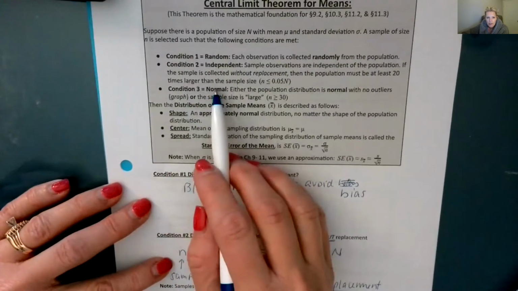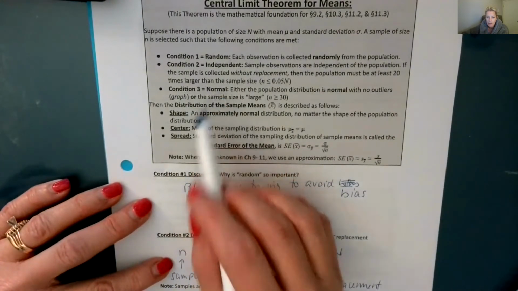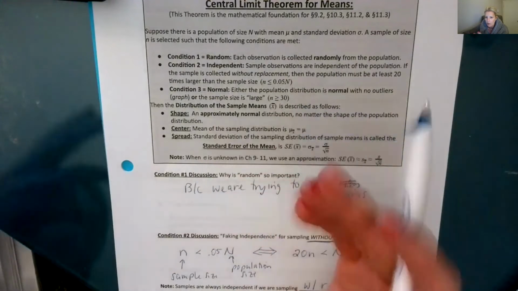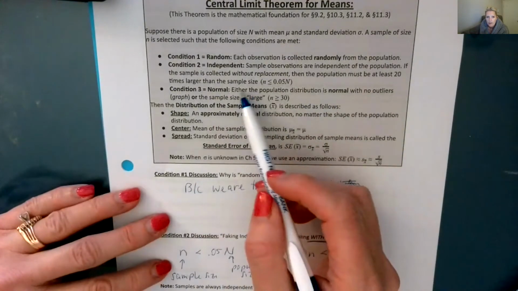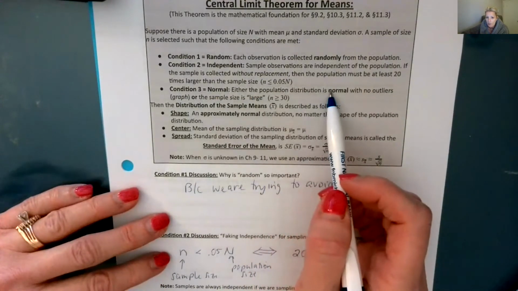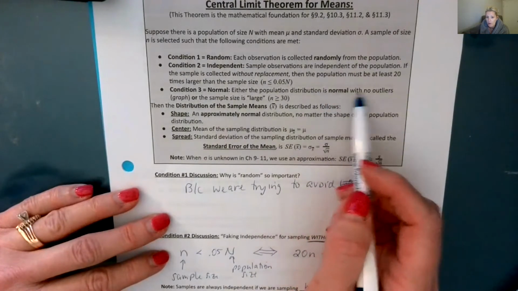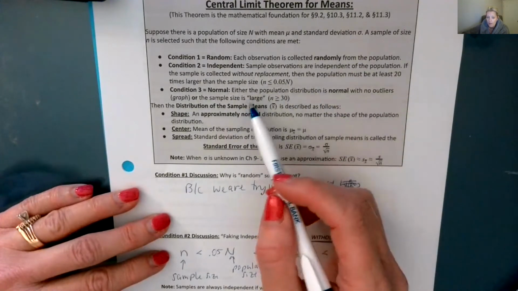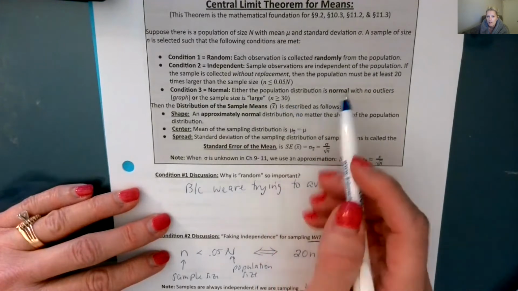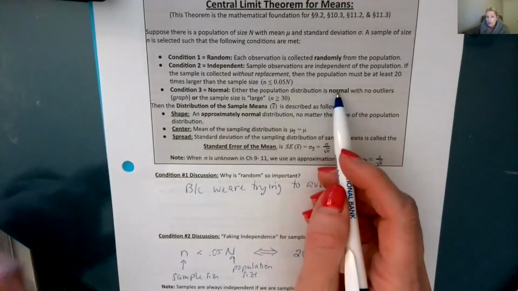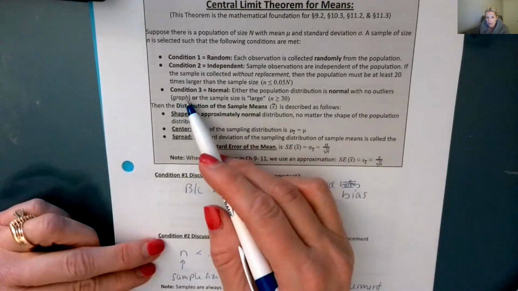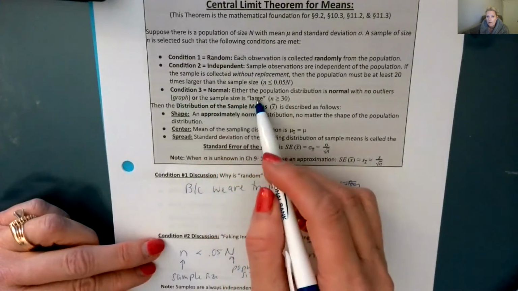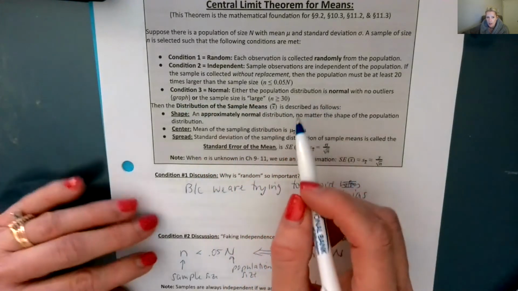The third condition is the condition for normality, or what we call a normal curve or symmetric curve. So either the population distribution has to be normal, we'd have to tell you that, with no outliers, or the sample size is bigger than 30. So we'll either tell you it's normal, we'll give you a normal probability plot from 7.3, or if the sample size is bigger than 30, we don't have to worry.